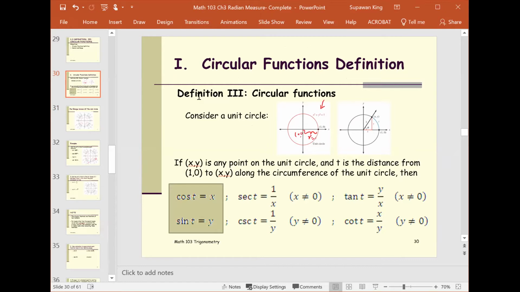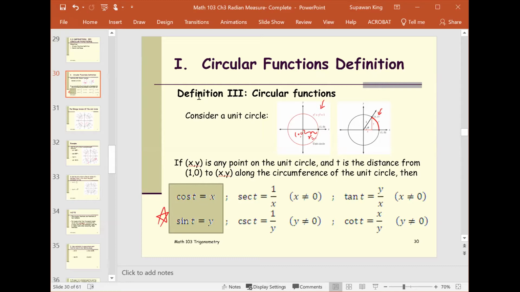If the ordered pair (x, y) is any point on the unit circle, and t is the distance from the point (1, 0) to the point (x, y) along the circumference of the unit circle, then the cosine of t is x, the sine of t is y. Recall the secant of t is the reciprocal of the cosine of t, which is 1 over x, where x is not 0.